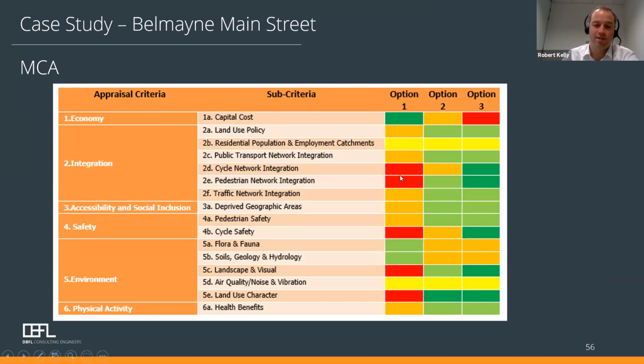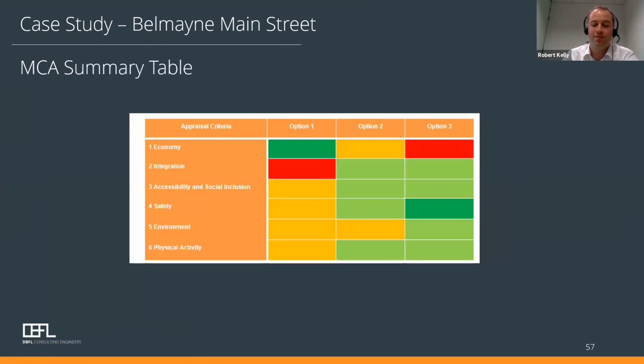So it was an important aspect that we needed to consider, and the options were ranked accordingly. And option 3 emerged as our preferred option. While, as I said before, it obviously ranked lowest in terms of economy and capital cost, in all other elements it ranked as high as others, if not higher, particularly under safety.